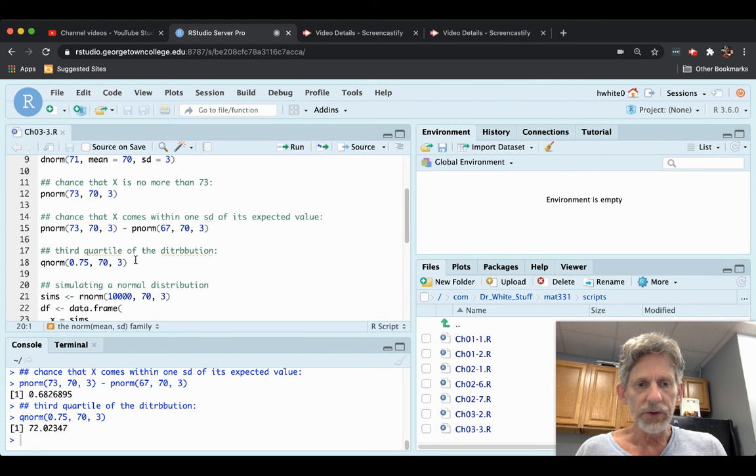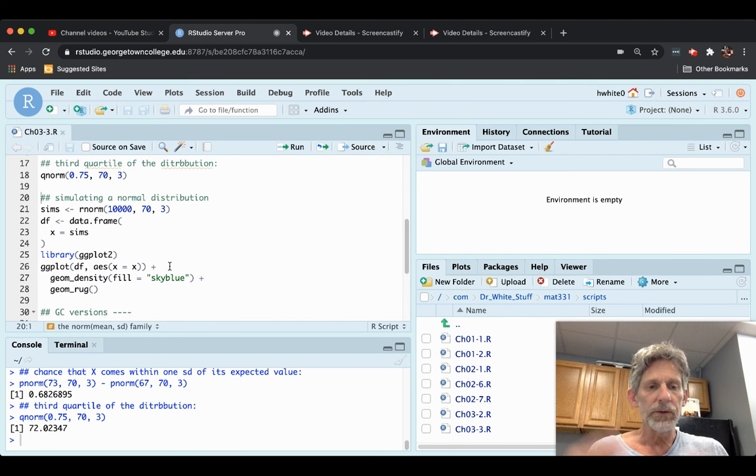So like say if this was a population of people where the mean height was 70 inches and the standard deviation of the heights is 3 inches, in order to be at the 75th percentile, to have 75% of people shorter than you, you would need to be that tall, 72 inches roughly.